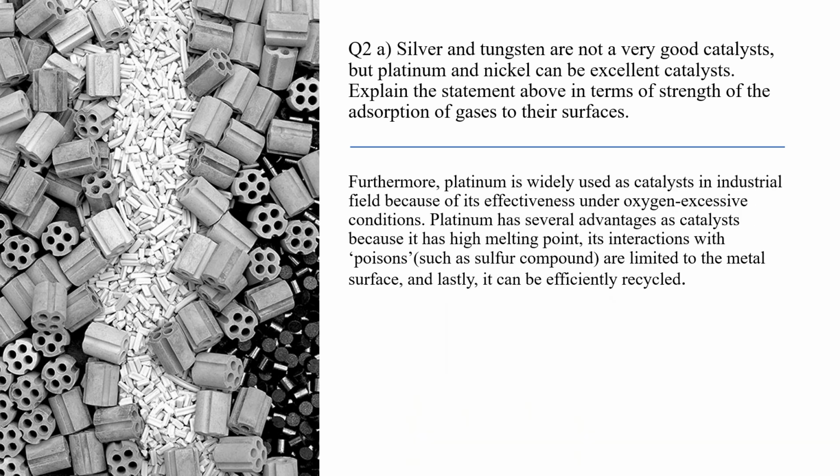Furthermore, platinum is widely used as a catalyst in the industrial field because of its effectiveness under oxygen-excessive conditions. Platinum has several advantages as a catalyst because it has a high melting point, its interaction with poisons such as sulfur compounds is limited to the metal surface, and lastly, it can be efficiently recycled.